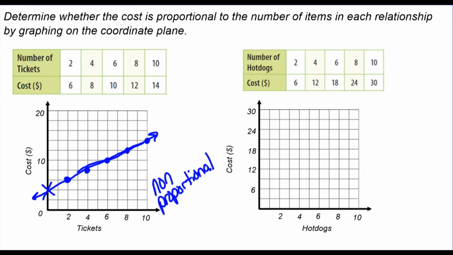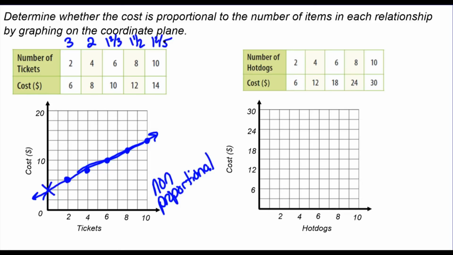And again, we can double check that by looking at the ratios of the cost per ticket. Here is $3 per ticket. This is $2 per ticket. This is 1 2/3 per ticket. This is $1.50 per ticket. And this is 1 2/5 per ticket. So again, we can see from the table that this does not have a constant rate of change or a constant of proportionality.